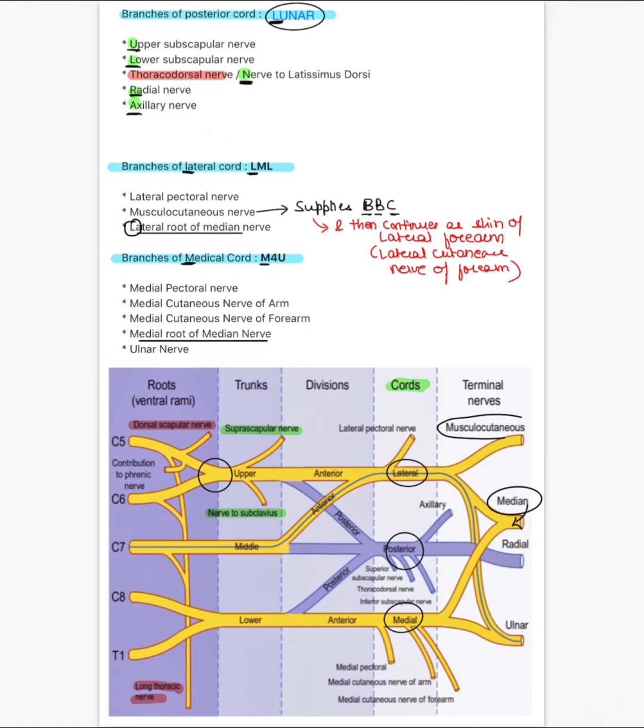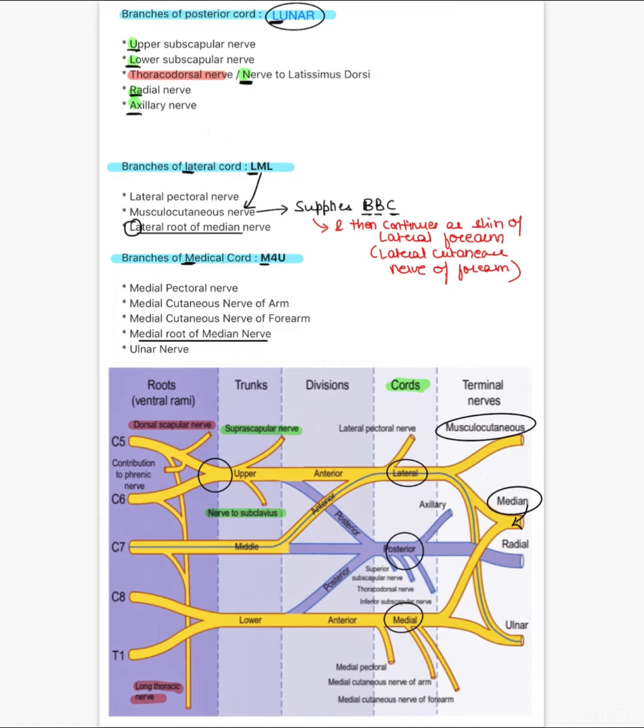Now someone asks you where the musculocutaneous nerve arises. LML. That is, musculocutaneous arises from your lateral cord. So you need to recall this mnemonic. Do not mix and match, otherwise you will make the answer wrong.